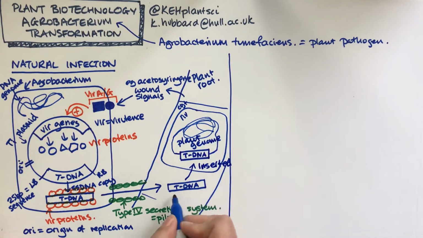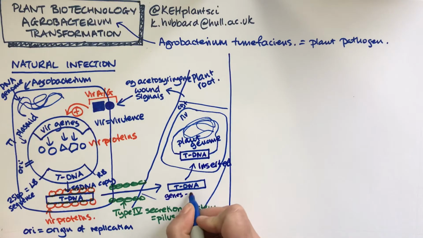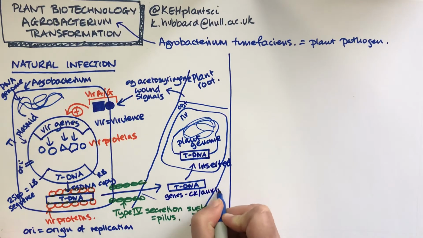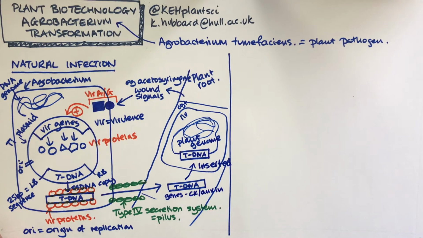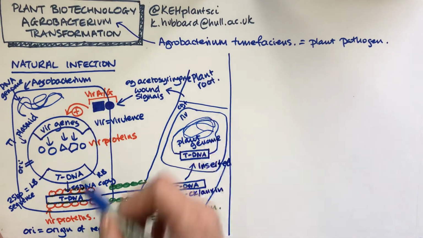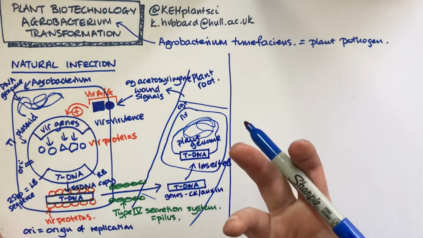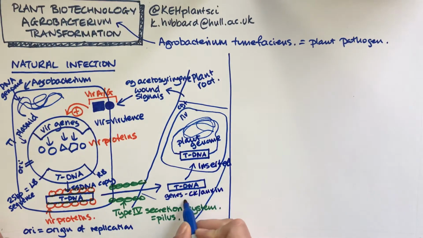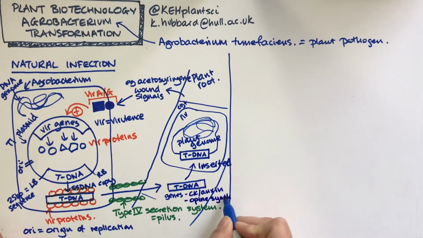The tDNA contains genes for making cytokinins and auxins. So those are plant hormones that cause unregulated cell division. So with Agrobacterium infections, you end up with a tumour forming, so you get cell division. And we have the genes for opine synthesis. So opines are nitrogen-rich compounds.